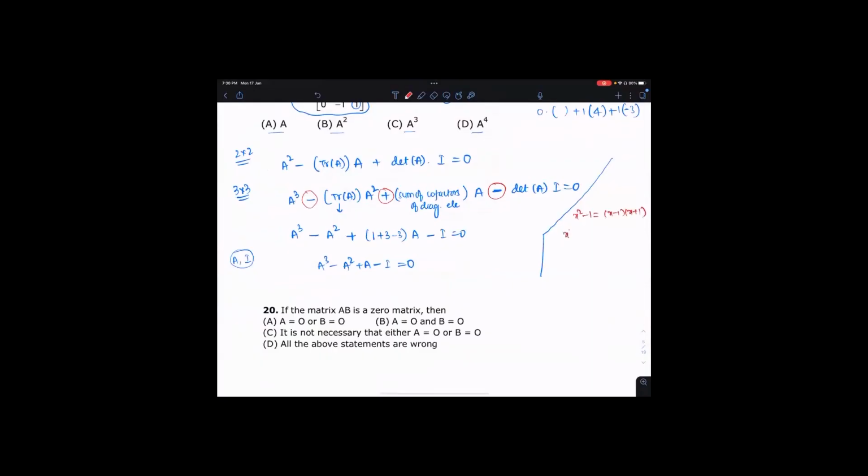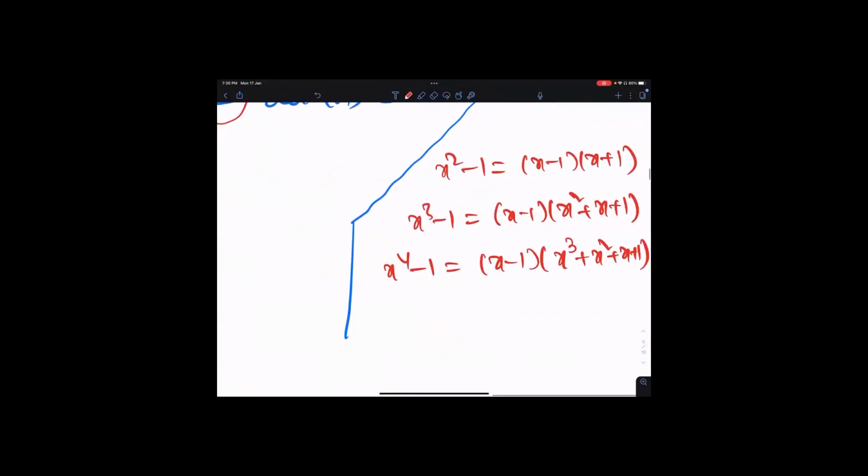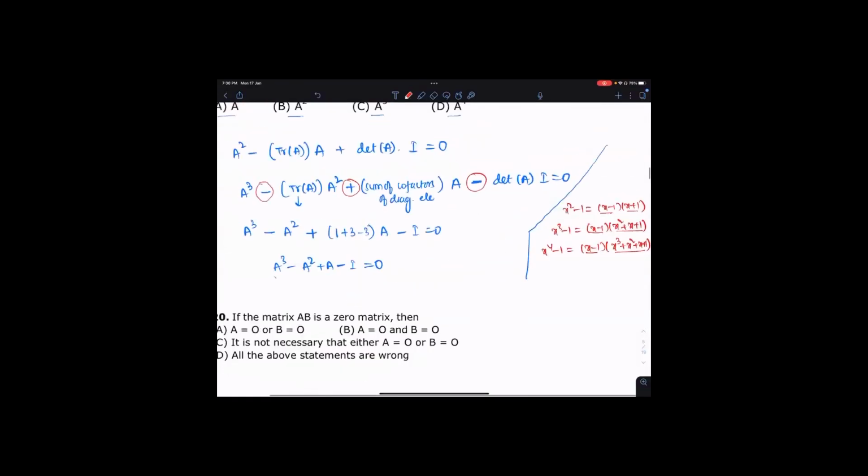What is x cube minus 1? It is x minus 1 into x square plus x plus 1. What is x power 4 minus 1? It is x minus 1 into x cube plus x square plus x plus 1. You are seeing some pattern, no? Everywhere x minus 1. And here the 1 plus x plus x square, 1 plus x square plus x cube. Like that, it will keep on increasing. Now, this one looks like this. Okay.